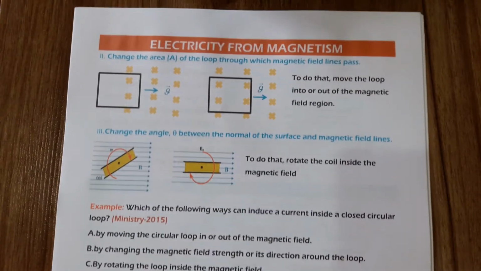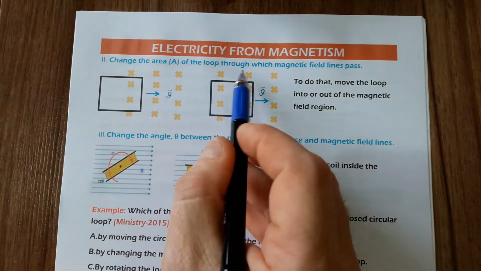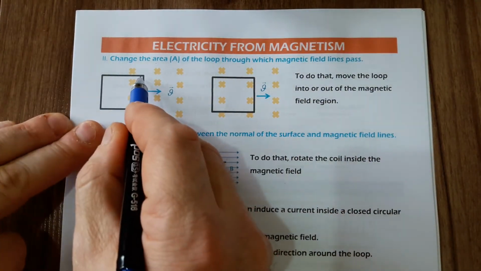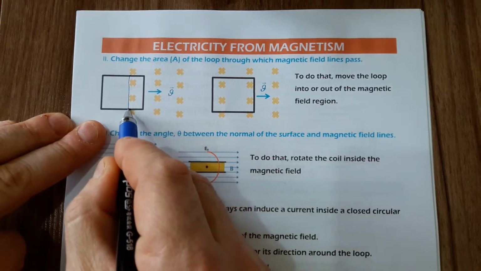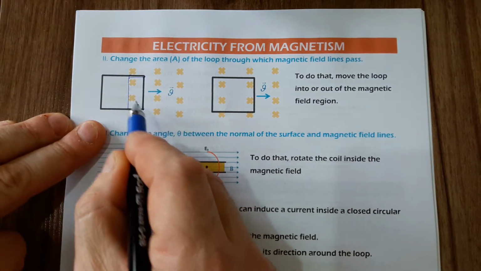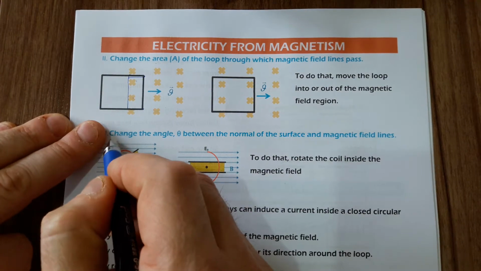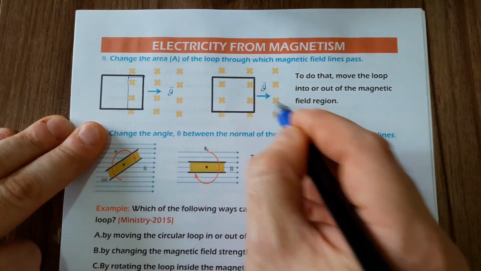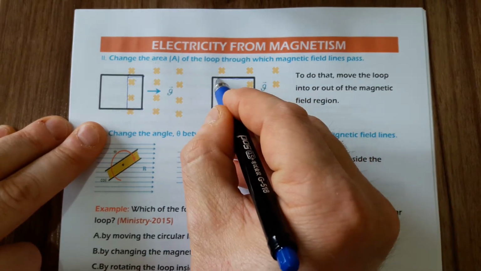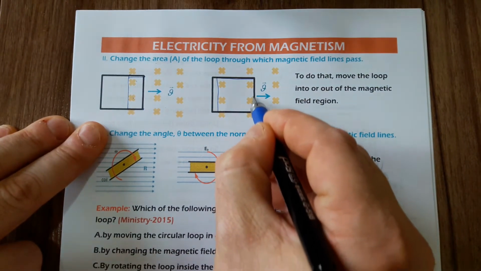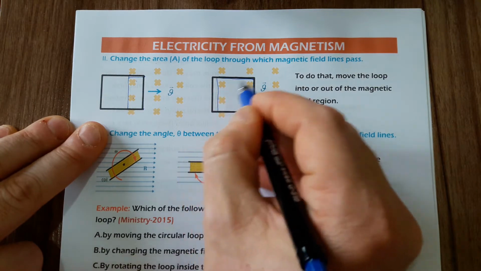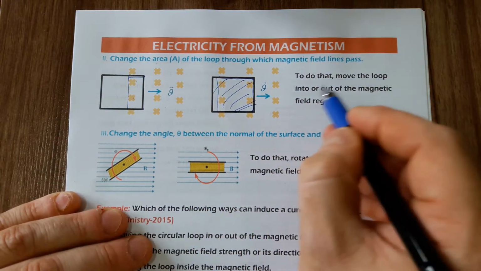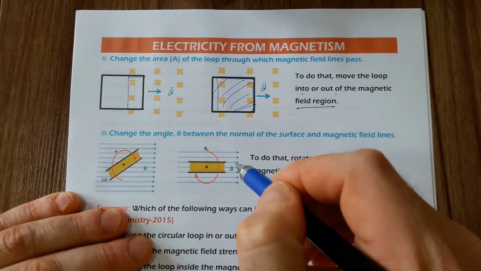Second way is to change the area of the loop through which magnetic field lines pass. Now look here. In the first position, the area which is inside the magnetic field is very small, as you see. Only 2 lines cross the area, so magnetic flux is 0. But as the loop enters the magnetic field, the area inside the magnetic field increases. So the magnetic flux and the number of magnetic field lines crossing the area also increase. To do that, move the loop into or out of the magnetic field region.